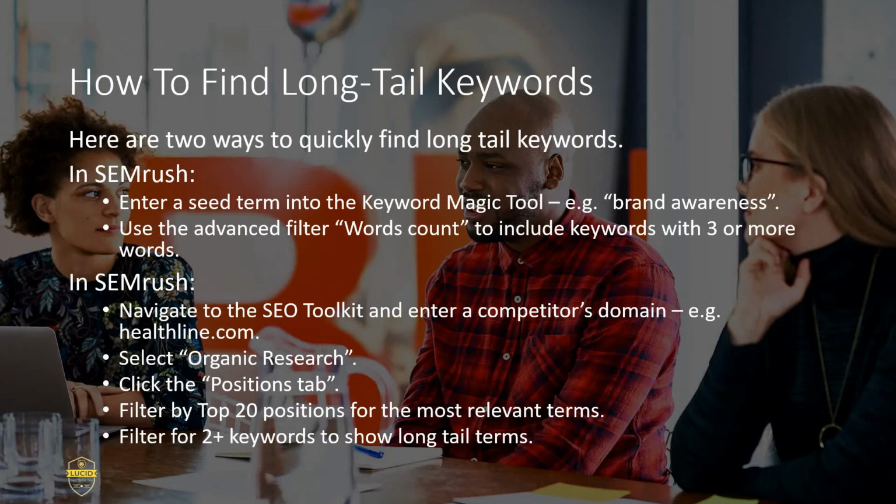How to find long tail keywords? There are 2 ways to quickly find long tail keywords in SEMrush. You enter a seed term into the keyword magic tool. You use advanced filter, word count, to include 3 or more words. You can also navigate in SEMrush to the SEO toolkit and enter a competitor's domain, select organic research, click the positions tab, and filter by top 20 positions for the most relevant terms. You can filter these to 2 or more keywords to show you the long tail keywords that you're looking for.